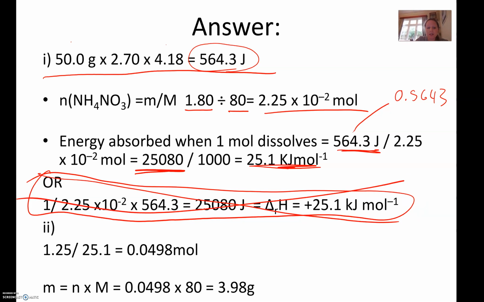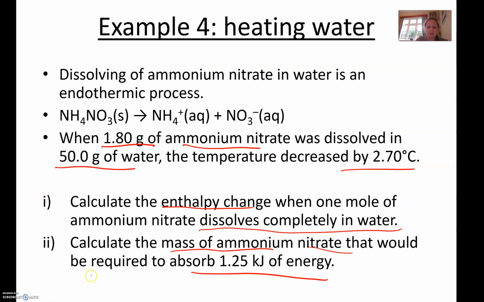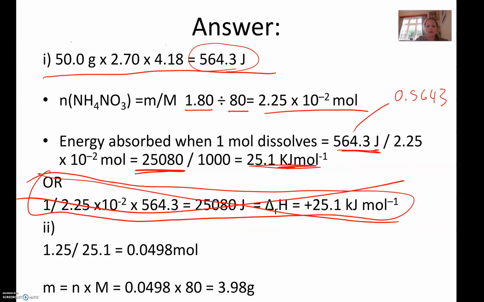Okay, so the next step is, this was a new kind of part to the question. It said, calculate the mass of ammonium nitrate that would be required to absorb 1.25 kilojoules of energy. So 1.25 is far smaller than the 25.1 that we've just calculated. So we know that the mass is going to have to be less than what was added. And so how much smaller? So what we need to work out is, if 1 mole absorbed this amount of energy, because it's endothermic, then how much would 1.25 be in numbers of moles?